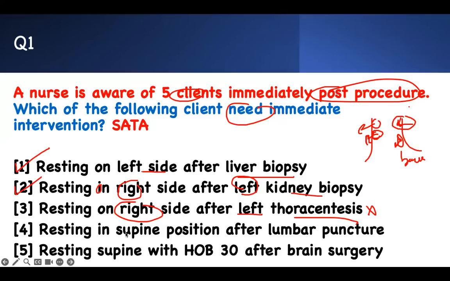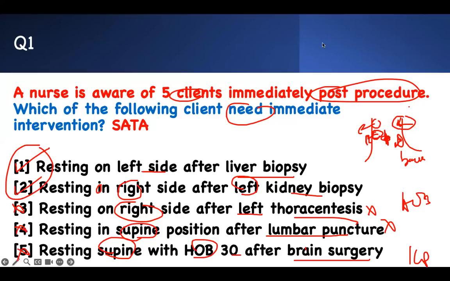This is good. Resting in supine position after lumbar puncture. Lumbar puncture, we go to your back. After we finish, you should put pressure on your back. Client is on supine, doing great. Resting supine with head of bed 30 degrees after brain surgery. When you have brain surgery, we should decrease your ICP. Your head at least has to be 30 degrees and you should be supine with your head up. Therefore, this is fine, this is fine. The ones with a problem are 1 and 2.